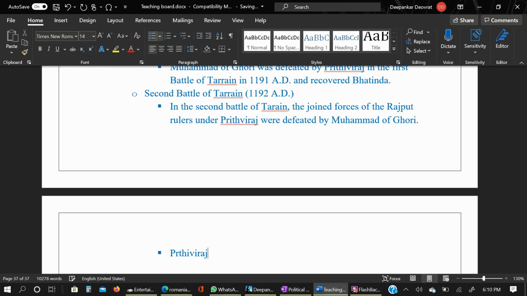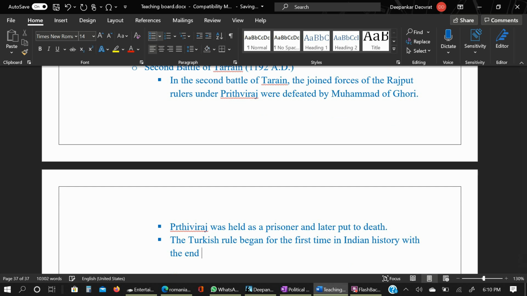So Prithviraj was held as a prisoner of war and later put to death. The Turkish rule then began for the first time in Indian history, with the end of the second battle of Tehran.